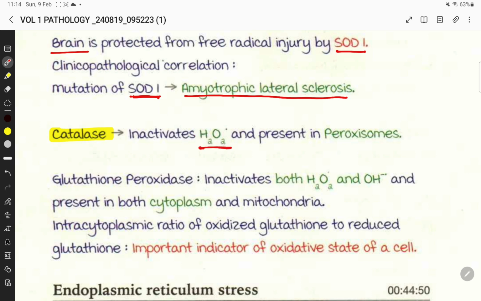Catalase inactivates H2O2 and is present in the peroxisome.